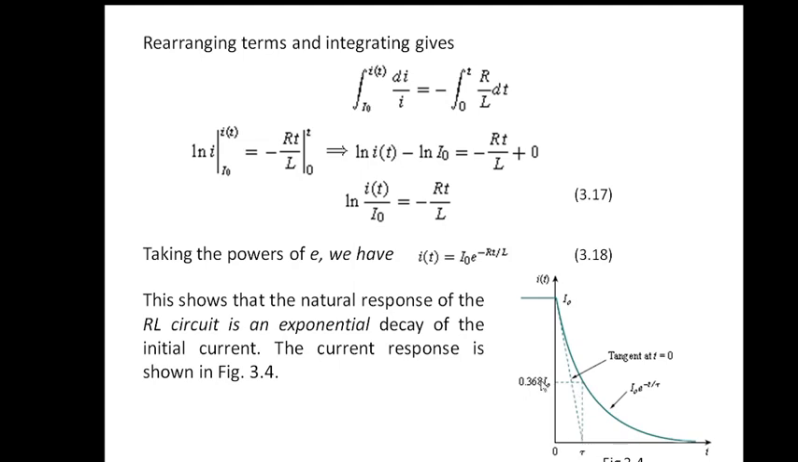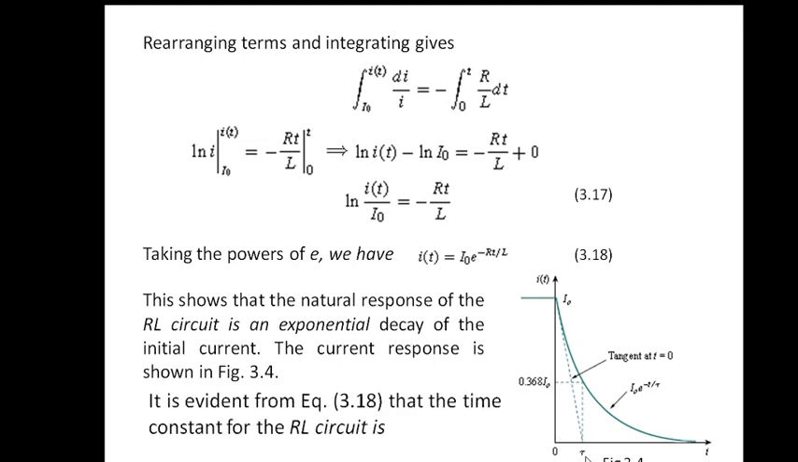So this is the time constant. At this time, this is the response. That means the response is decaying to 36.8% of the initial value, and that time is called the time constant. Okay. So the time constant of the RL circuit is tau equal to L by R. The unit of tau, how much is it? Seconds only. It is a time only. Now, the same equation we are writing again here: I of t equal to I naught e power minus t by tau.